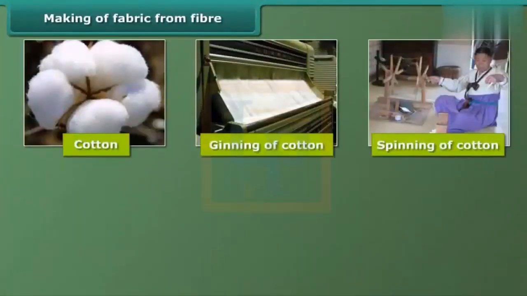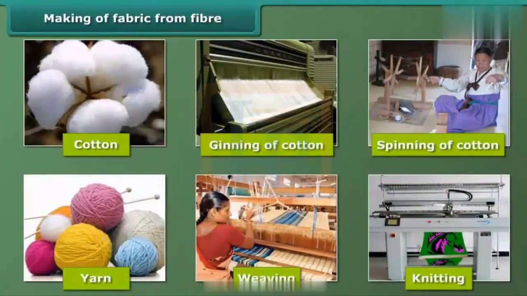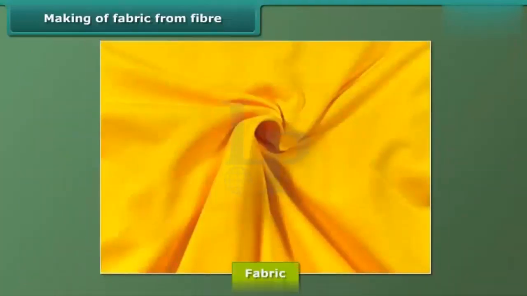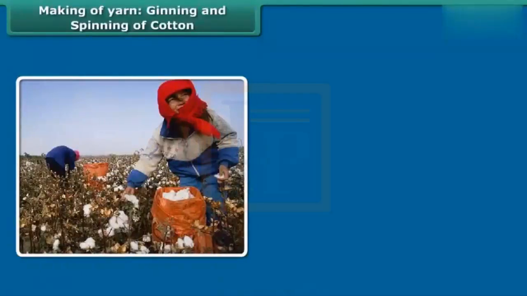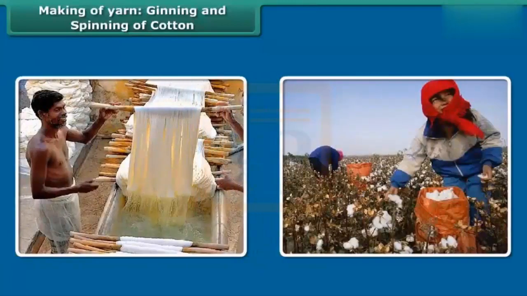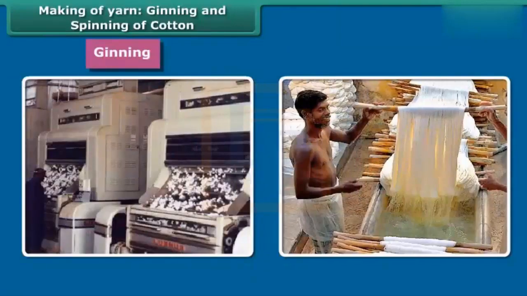Making of fabric from fiber. How is fabric made from fiber? First, yarn is made from fiber and then fabric from yarn. Making of yarn, ginning and spinning of cotton. Students, to make fiber, cotton is picked by hand from cotton bolls and then the fiber from the seeds is separated by combing. This is called ginning. Ginning can be done by machines too.